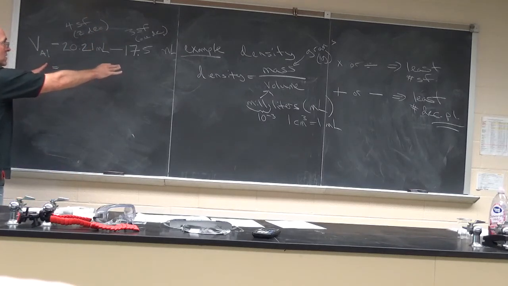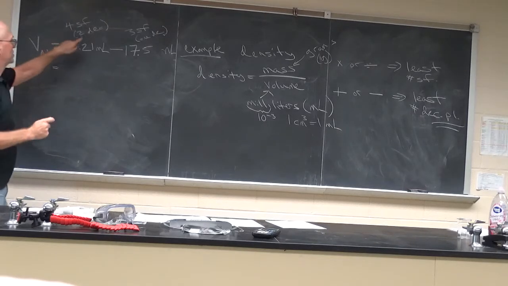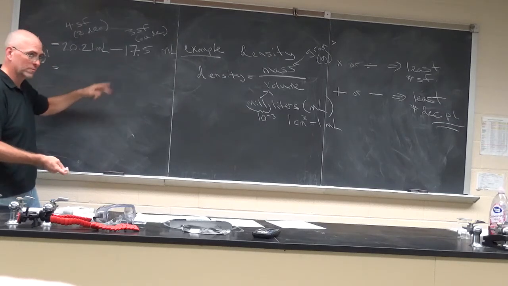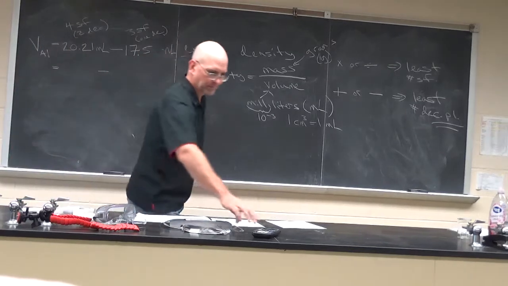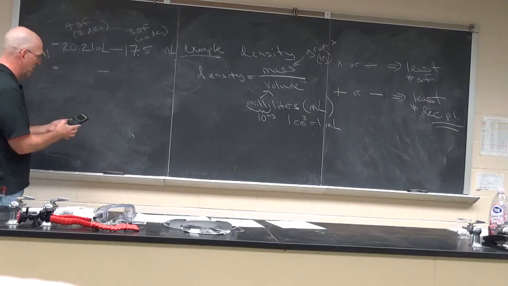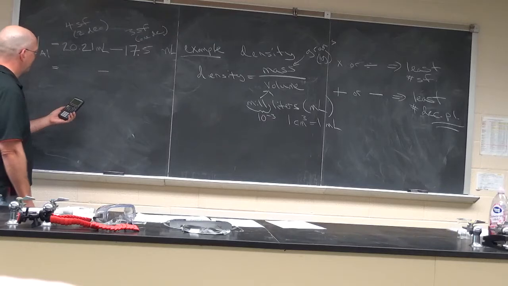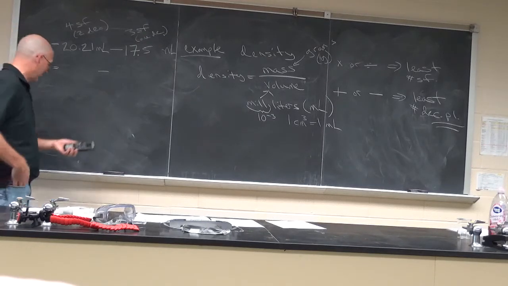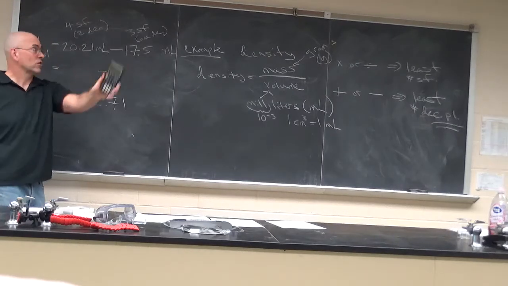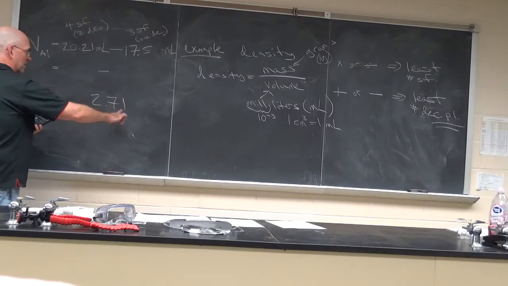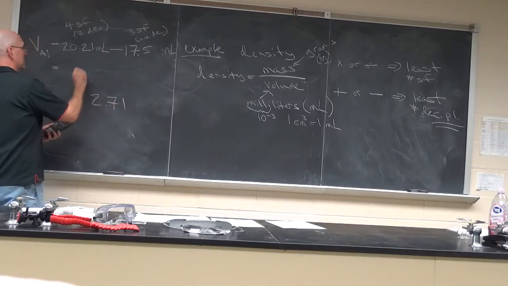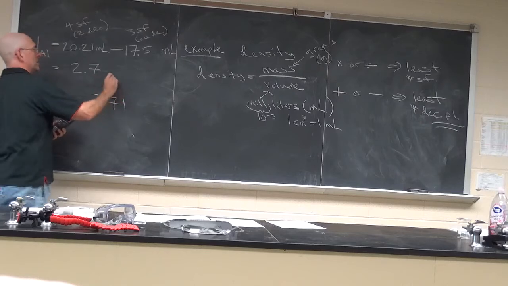It is a subtraction, so we have to report the answer to the least number of decimal places. We're only going to report one decimal place in this answer, which seems like it kind of sucks because we're going to lose something. We do. I think hopefully this calculator works. Subtract those two numbers: 20.21 minus 17.5, enter. My calculator gives me 2.71. That answer is right on the calculator, but it's wrong mathematically, because it gives us two decimal places, which we cannot report that way. So we have to write 2.7 milliliters.